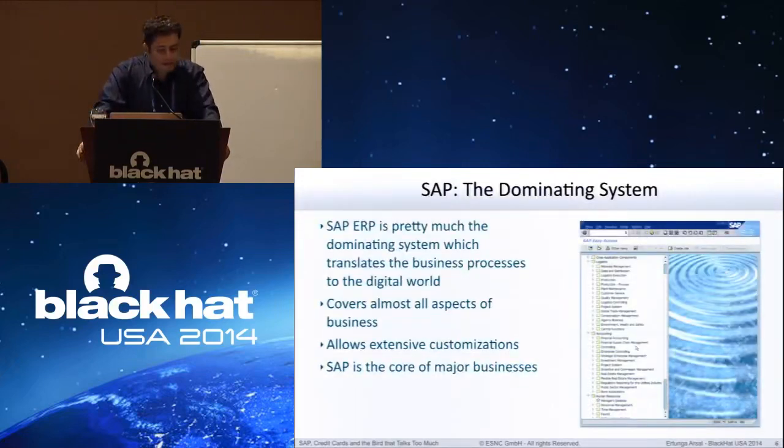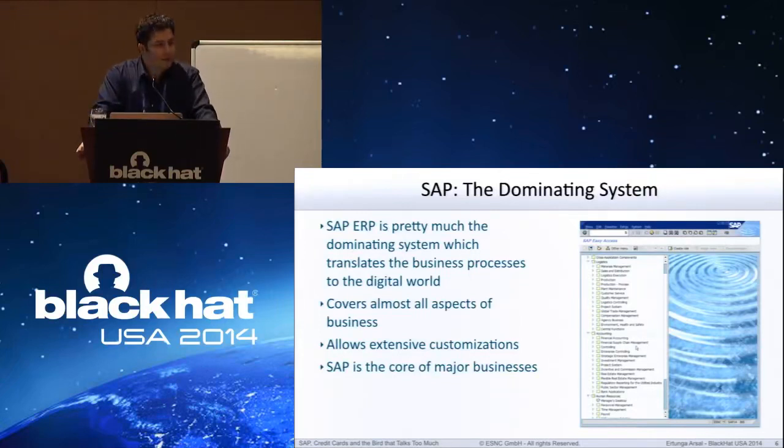The business processes. When I say SAP here, it means the SAP applications, of course, not directly the company. SAP is the dominating system in business. And the ERP application of SAP, or the business suite, translates the business processes to the digital world. That was the smart move 30 years ago and still is. That's why all the businesses, or most of them, at least the largest enterprises, use SAP systems.